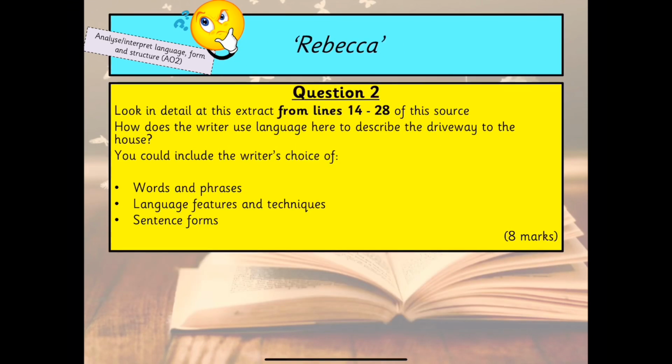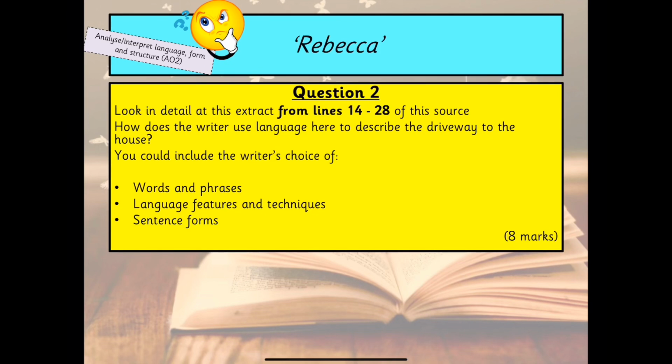So here is an example question 2 based on the extract from Rebecca, which is what I had a look at in the video that walks through reading an unseen extract. So if you haven't already watched that, it might be worth your while just pausing this video, having a look at that and having a good read of the Rebecca extract, and then coming back, because you may find that it's more useful to go into question 2 with a little bit of background knowledge of the extract.